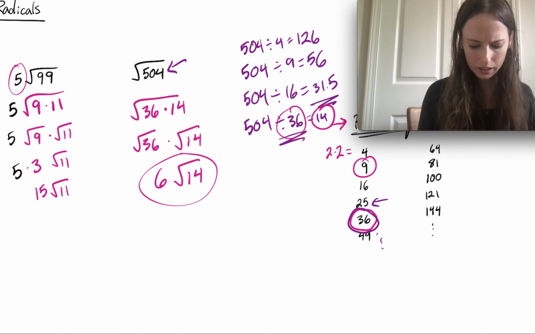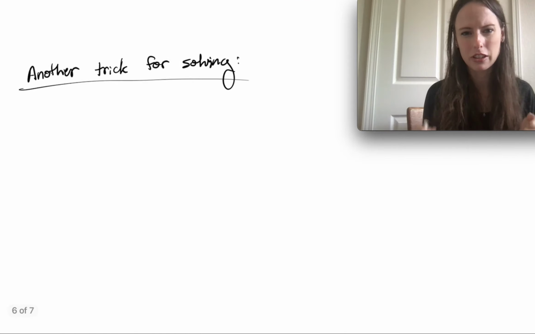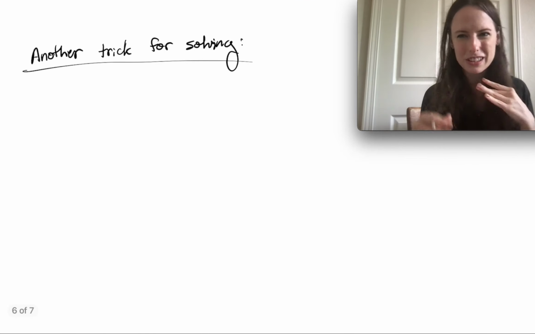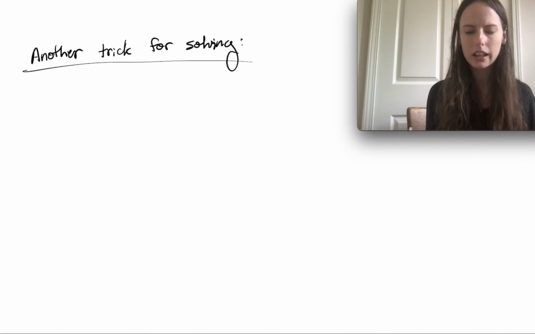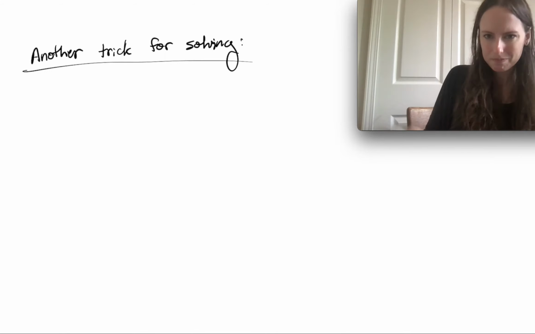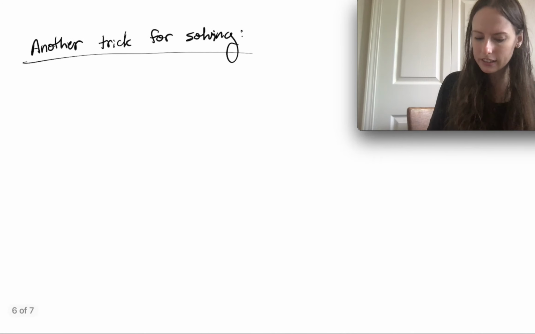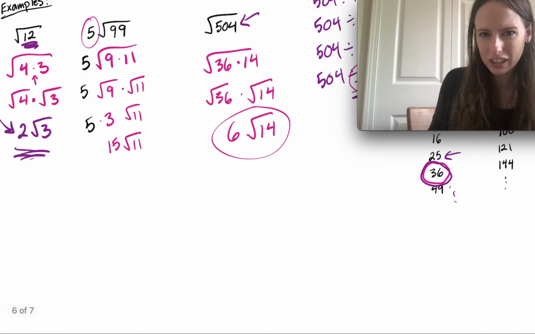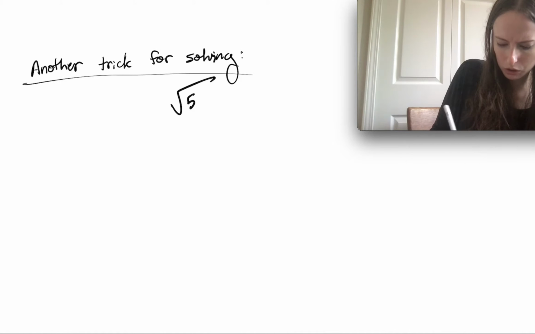All right, so now let's keep on going. I want to show you another little trick for solving. If this whole thing with the perfect squares is kind of confusing to you and you're not quite sure how to do it, let me show you another way of simplifying these radicals that might make things a little easier. So let's use that same example. We have 504, so we'll find the square root of 504.